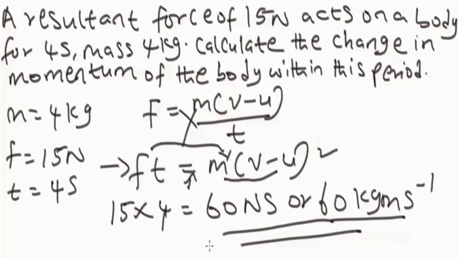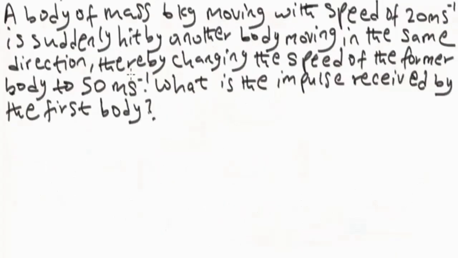Let's solve another problem. Let's wipe this. Okay, so look at this question. It says a body of mass 6 kg moving with speed of 20 meters per second is suddenly hit by another body moving in the same direction, thereby changing the speed of the former body to 50 meters per second. What is the impulse received by the first body?